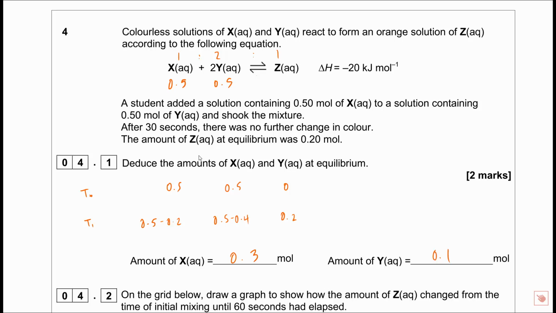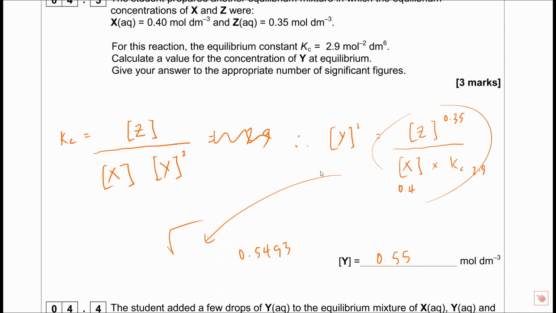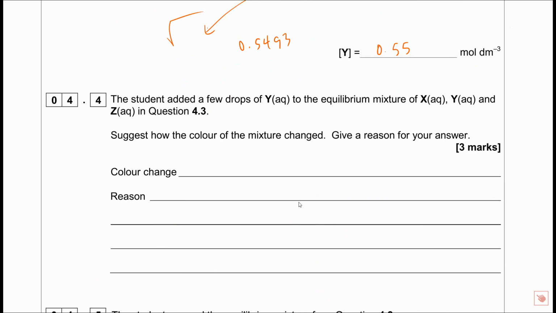So, if we add some Y, what's going to happen? Well, this is Le Chatelier's principle, and it tells us that whatever change we make, the equilibrium will work to do the opposite. So if we add Y, the equilibrium wants to remove Y. So it will react more X and Y together to produce more Z. Better wording really is, it will shift the equilibrium position to the right, producing more Z, so the mixture will become more orange. Colour change.